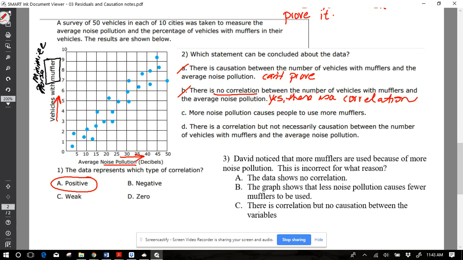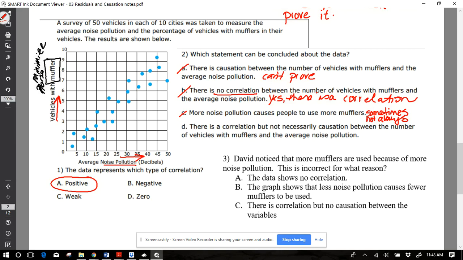Okay. C, more noise pollution causes people to use more mufflers. That might be true for some places or some people. Like I said, some states have laws where you're required to have a muffler, but others don't. So this is sometimes true, but not always. If it's not always true, then we can't say yes to that.